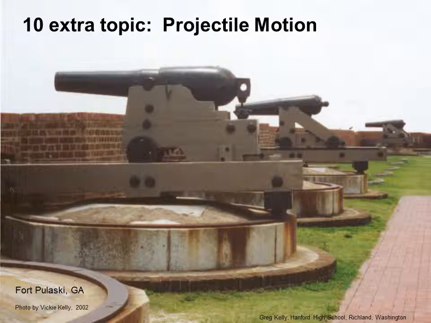Chapter 10 Extra Topic, Projectile Motion. This is Fort Pulaski in Georgia. It was taken over by Confederate forces early in the Civil War and then retaken by Union forces after a naval bombardment.